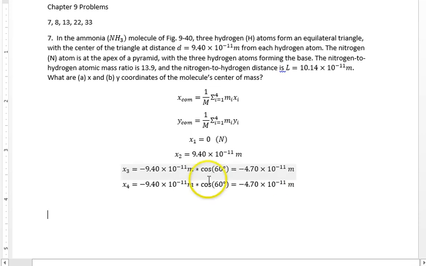So we have a hydrogen here and one each there. The nitrogen is at the center of mass. Nitrogen is at x equal to 0 in the diagram. I'm going to take a quick look at that again, but I believe the nitrogen is sitting right on the y-axis at x equal to 0.